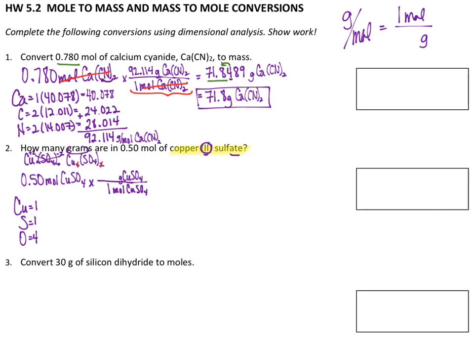My mass for copper is 63.546. Sulfur is 32.066. And oxygen is 15.999. Again, I don't mind rewriting them just to be on the safe side when I add them up. So this remains as 63.546, 32.066, because there's only 1 sulfur, but this one will change to 63.996.